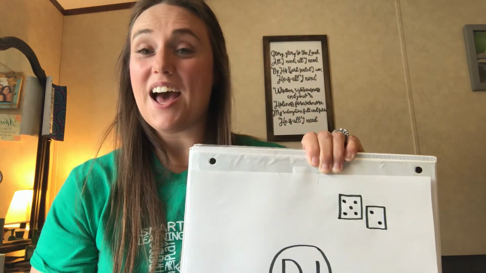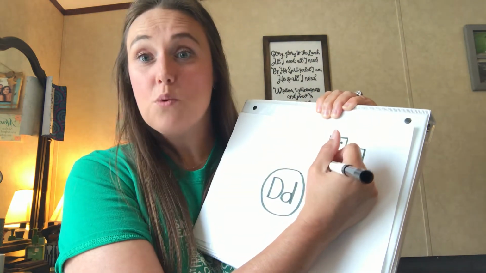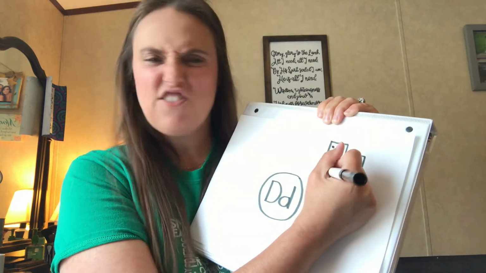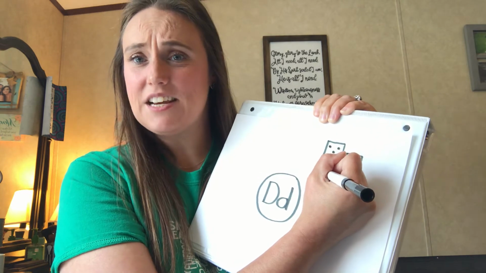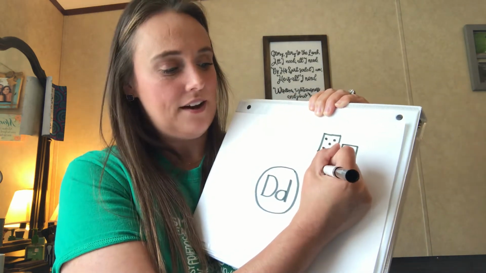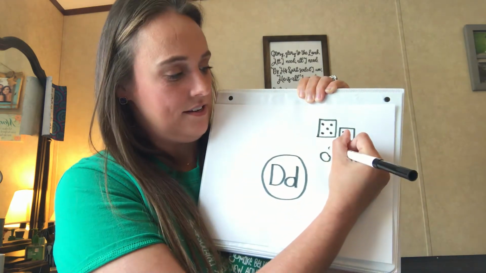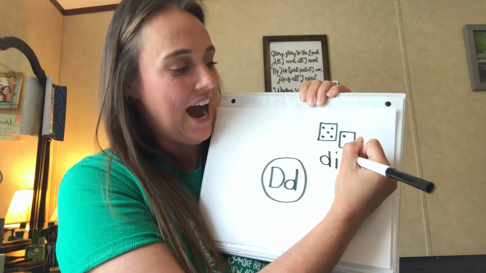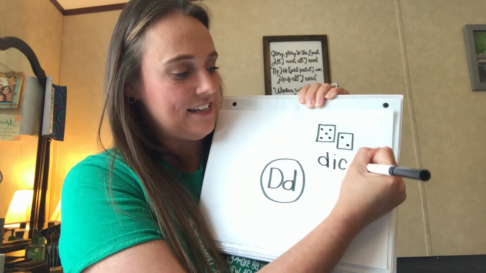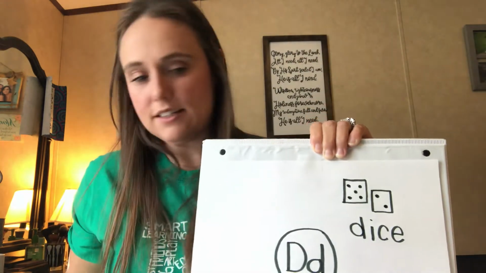So that's a dice. I'm going to label it with the word dice. What's the first sound in the word dice? Duh. How do I spell duh? With a D. Good job. Ice. Dice. All right, so let's think of something else.